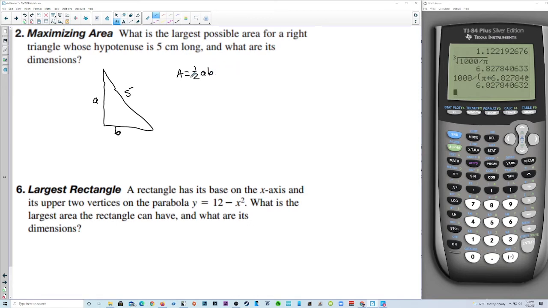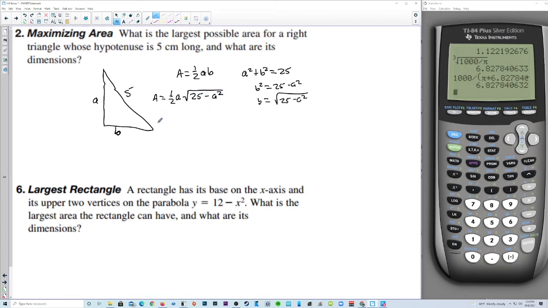Well, now we have two variables, and we have to eliminate one of the variables, so we're going to have to come up with another equation. But we know that a squared plus b squared is equal to 25. That means we could go b squared is equal to 25 minus a squared. And so b is square root of 25 minus a squared. So now the area is 1/2 times a, and then times the square root of 25 minus a squared.